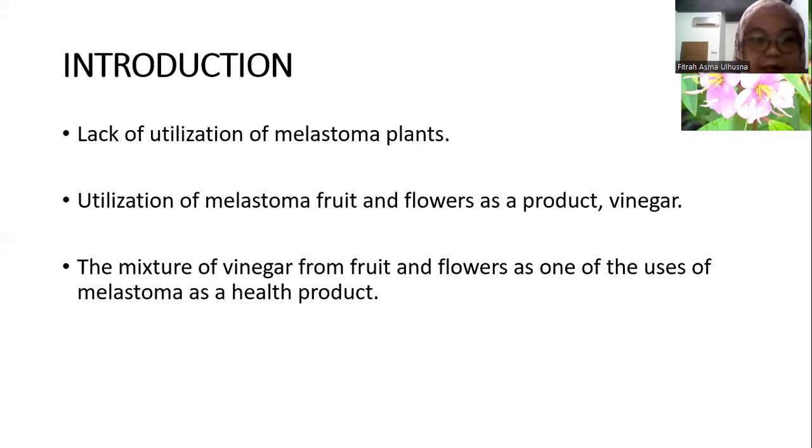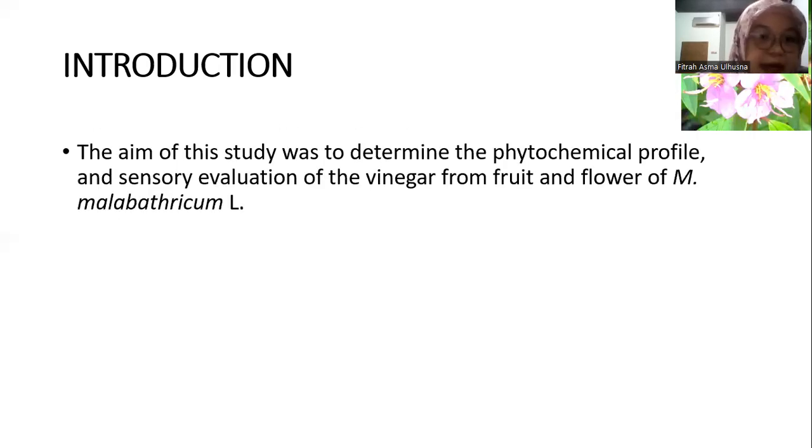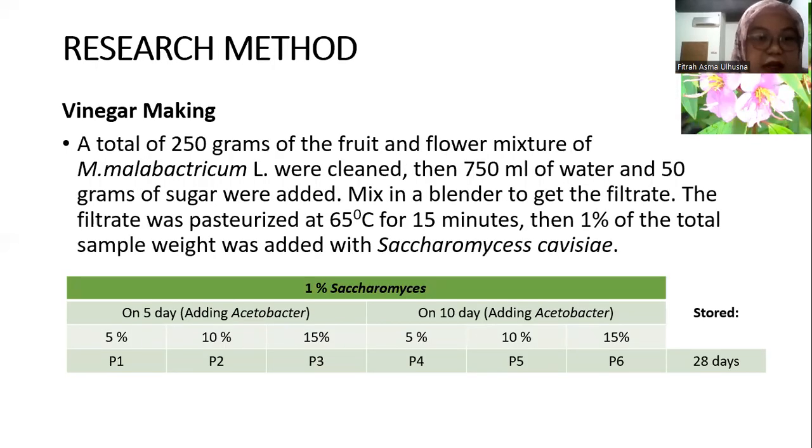Very few products use melastoma as a basic ingredient, even though the potential of melastoma in the pharmacological world is very large. So we try making a mixture of vinegar from fruit and flower as one of the uses of melastoma as a whole product. The aim of this study was to determine the phytochemical profile and sensory evaluation of the vinegar from fruit and flower of melastoma. Research method: melastoma obtained from Aceh Tengah, Aceh, Indonesia.